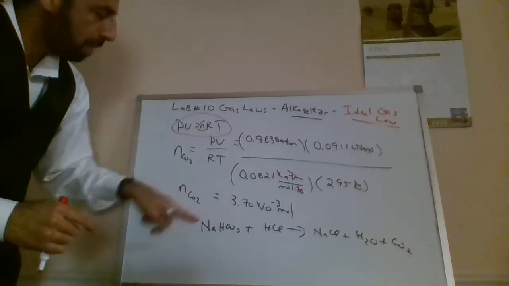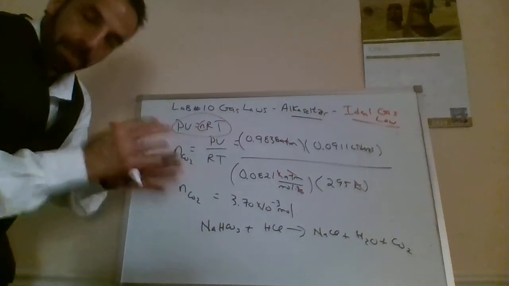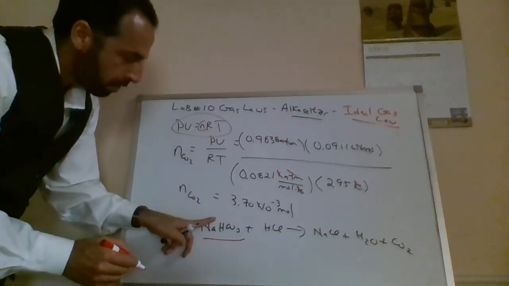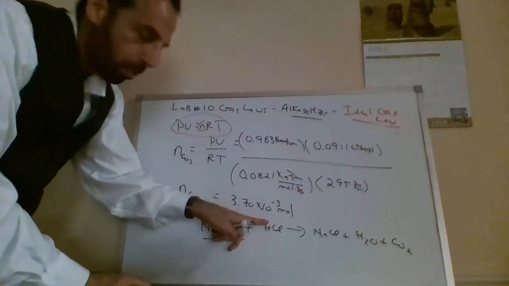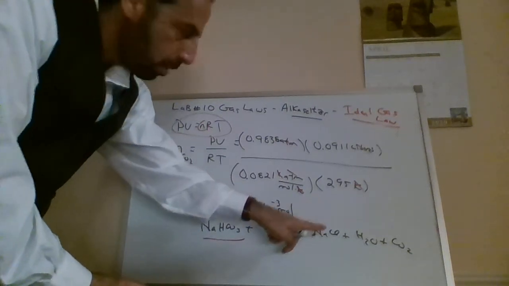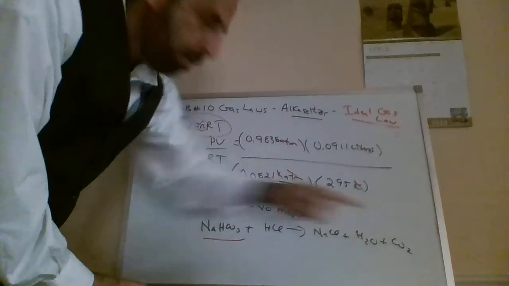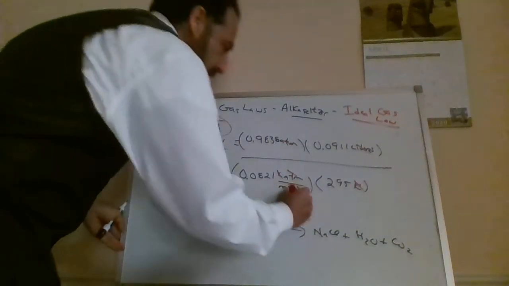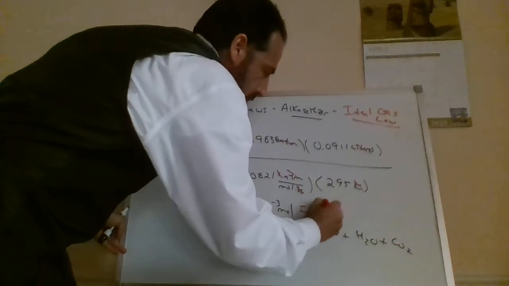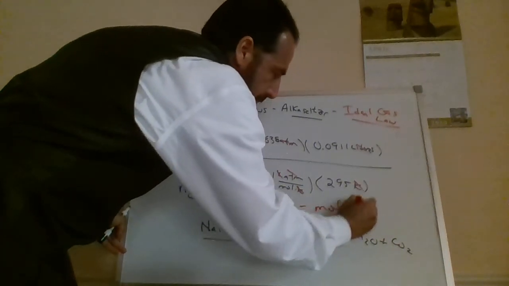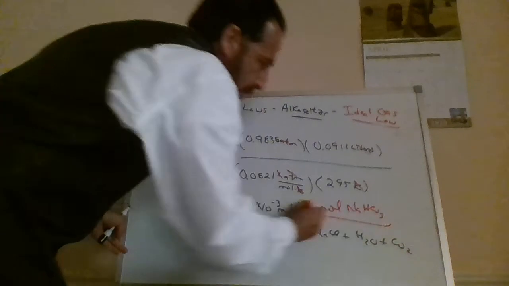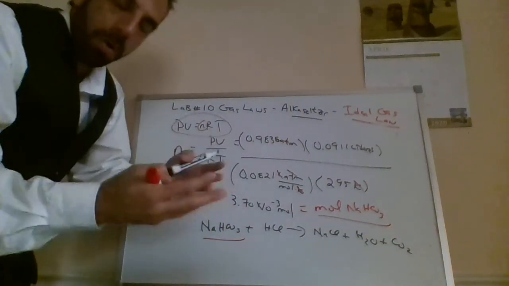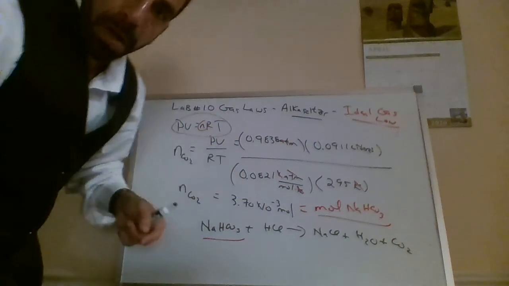Now this is equal to my moles of sodium bicarbonate. And the reason is the stoichiometry. 1 mole of sodium bicarbonate reacts with 1 mole of hydrochloric acid, forms 1 mole of sodium chloride, forms 1 mole of water, forms 1 mole of carbon dioxide gas. So they're equal. Moles of carbon dioxide gas produced is equal to moles of sodium bicarbonate by that 1-to-1 ratio.